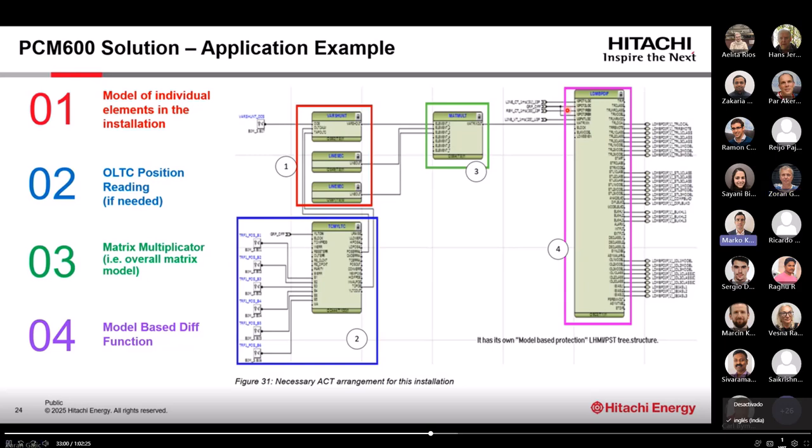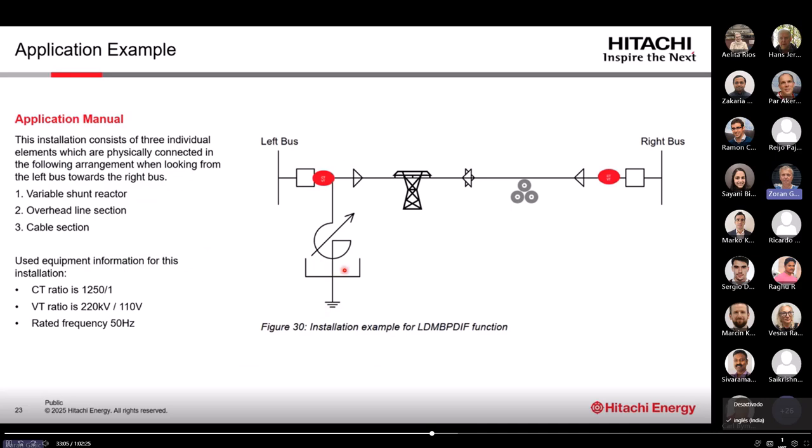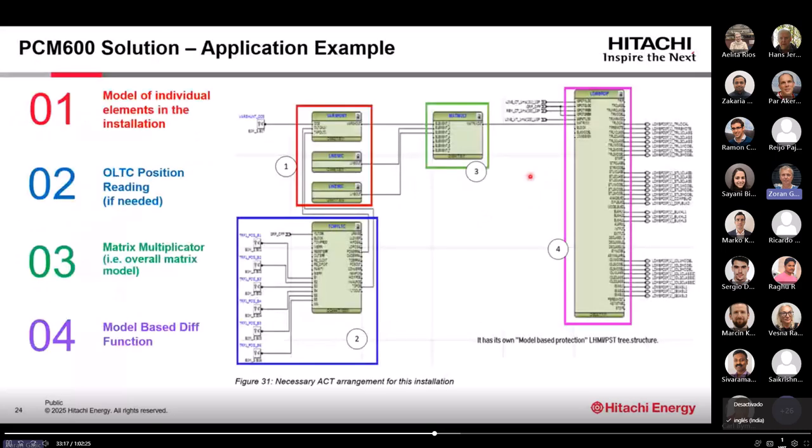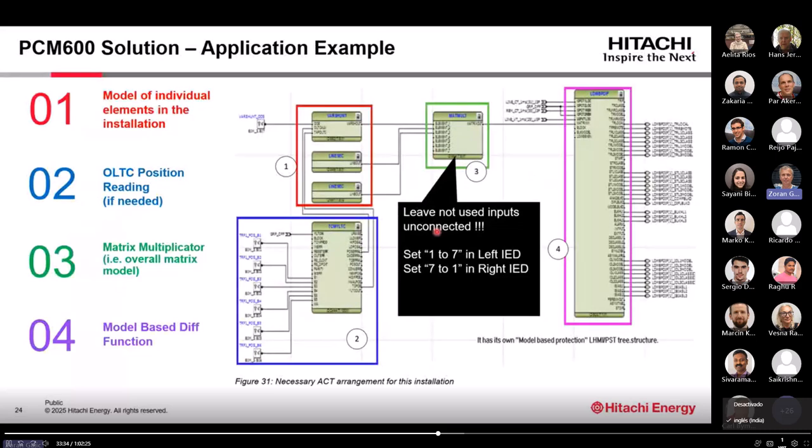You have to put them in order, right? The elements. Yes, I come to that. What is important here? You see, if I look from the left bus to the right bus, I have a variable reactor, I have an overhead line section, and I have a cable section. When I do my configuration, I need to put variable shunt reactor number 1, line section for overhead line number 2, line section for cable number 3. Whatever I don't use, I leave not connected. That's very important. No group off, nothing. You just leave it not connected. And then inside of this, you have a setting which will calculate from 1 to 7 or from 7 to 1.